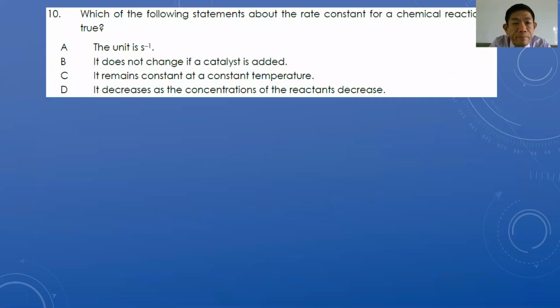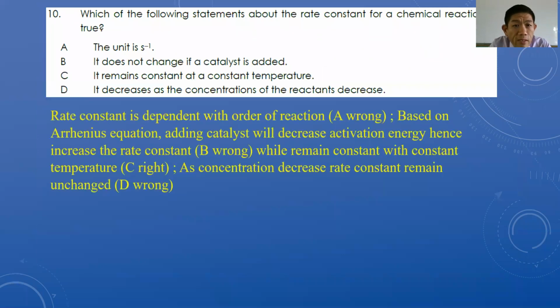Number 10, which of the following statements about the rate constant for a chemical reaction is true? A, the unit is s⁻¹, which is incorrect because the rate constant varies. B, it does not change if a catalyst is added, which is wrong because activation energy is influenced by the catalyst. So B is also wrong.